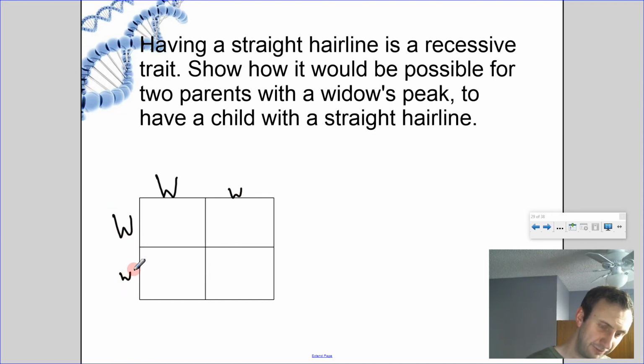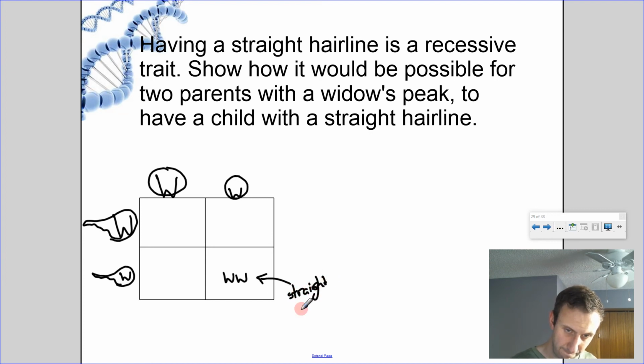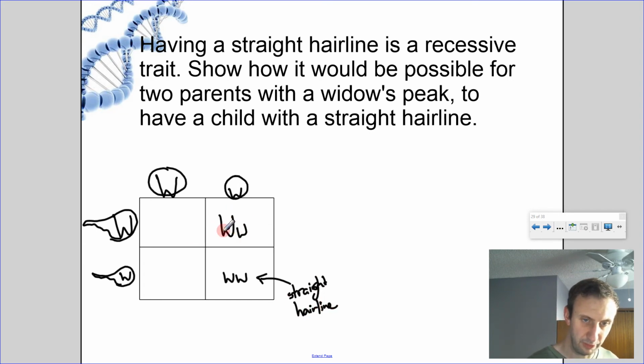So both parents would have to be heterozygous in order for this to happen. Now, if they were heterozygous, the parents would have the trait of actually having a widow's peak because they have the dominant trait, but they could actually give the recessive trait to their children. So here's the kid right here, lowercase w, lowercase w. This is the kid that would have a straight hairline.